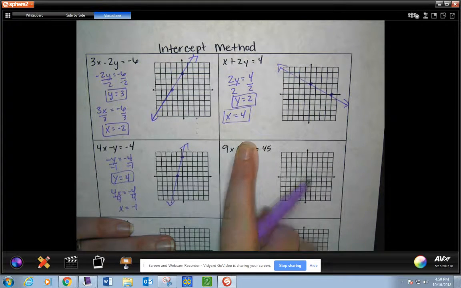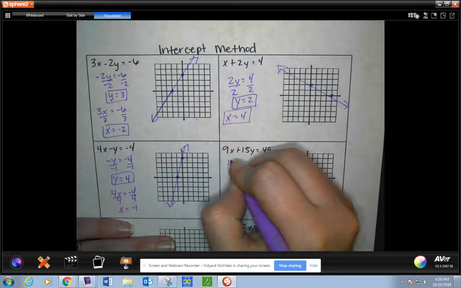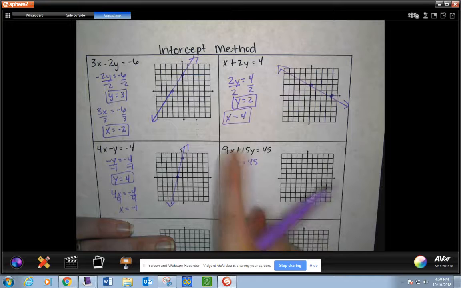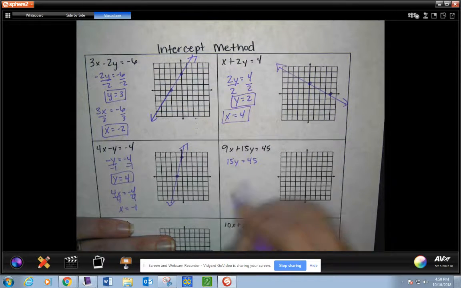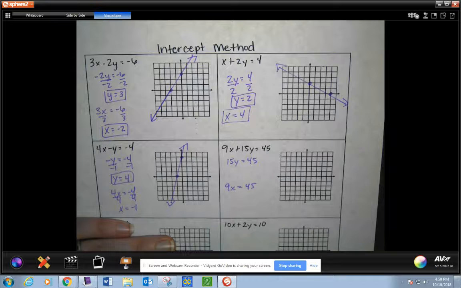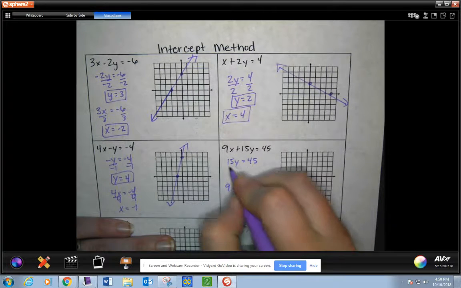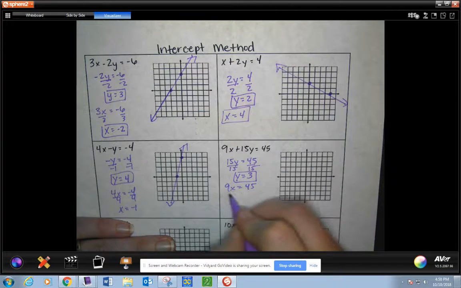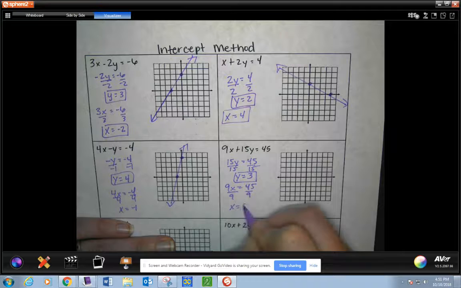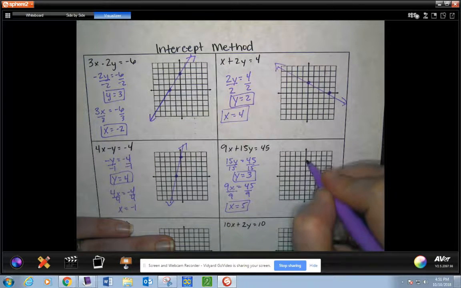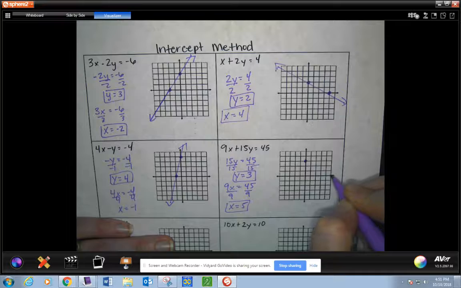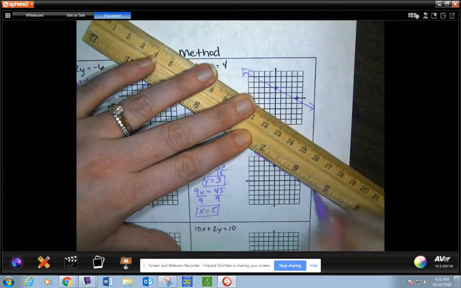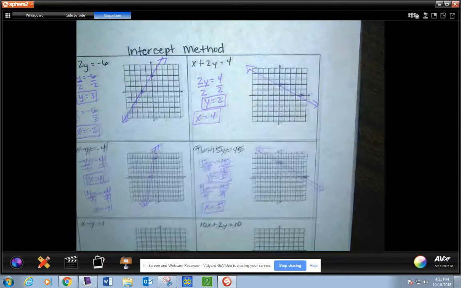Covering up the x, I have 15y equals 45. And it honestly doesn't matter which one you do first. So if you wanted to cover up the y first, you could do 9x equals 45. However you want to solve it first, as long as you just have the 2 problems. We're going to divide by 15 here, and I get y equals 3. I'm going to divide by 9 here, and I get x equals 5. So on the y-axis, I need to be on 3. On the x-axis, I need to be on 5. Take my ruler, draw in my nice straight line, move to the next problem.